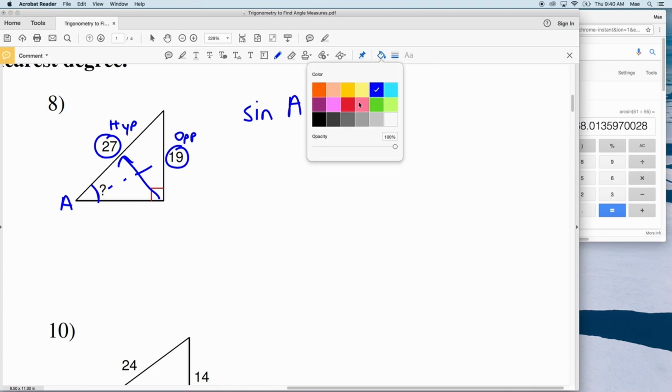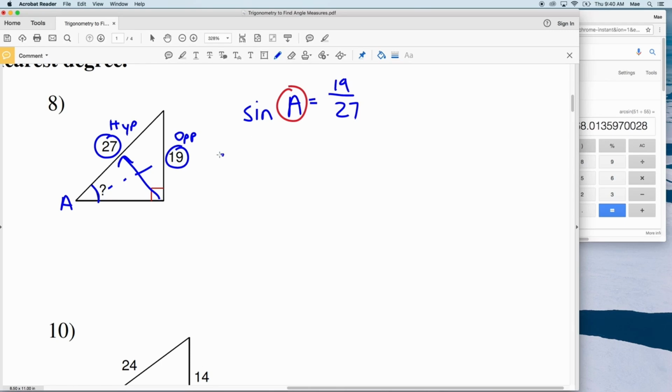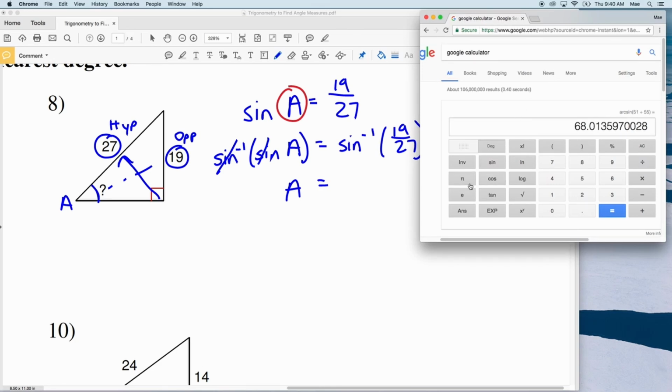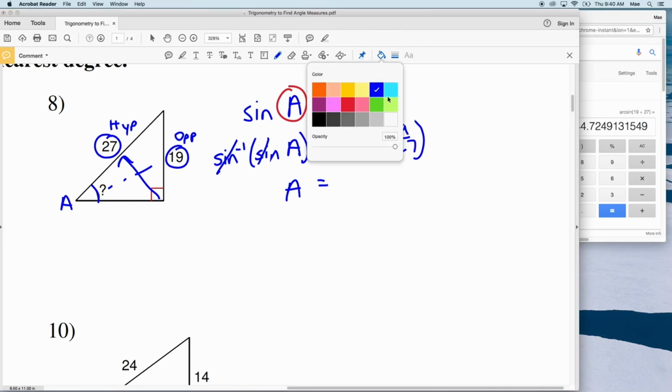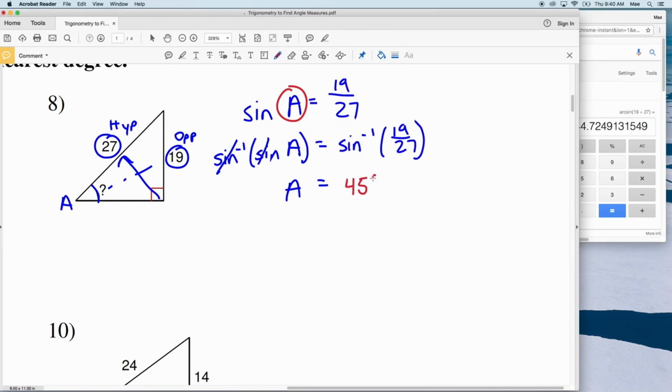Then we're going to have to isolate this A. And in order to do so, we're going to do the arc sine, or the inverse sine. So the inverse sine of the sine of A is going to leave us with A on the left-hand side. And then we'll just type this into our calculator. The inverse sine of 19 over 27. That's going to leave us with 44.7, which rounds to 45 degrees for the measure of angle A in number 8.